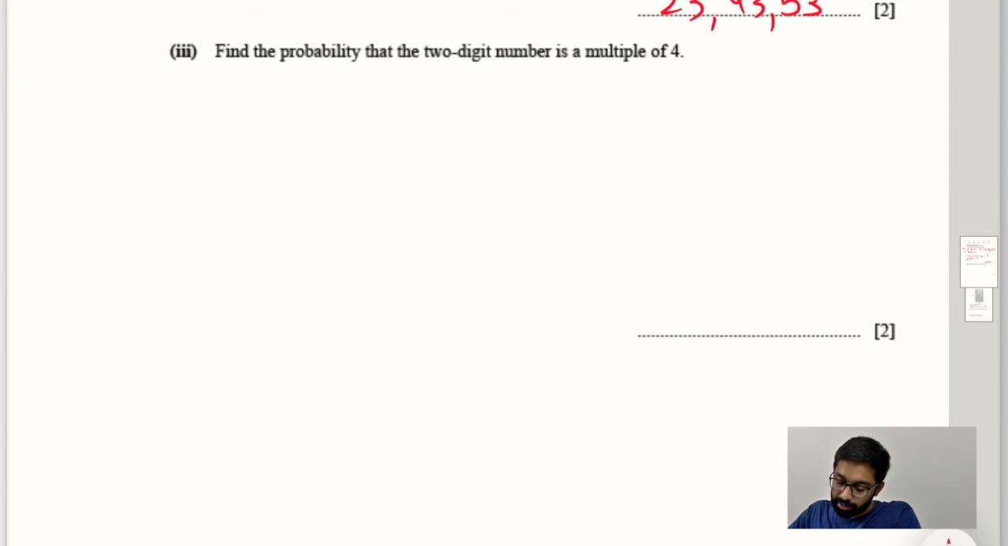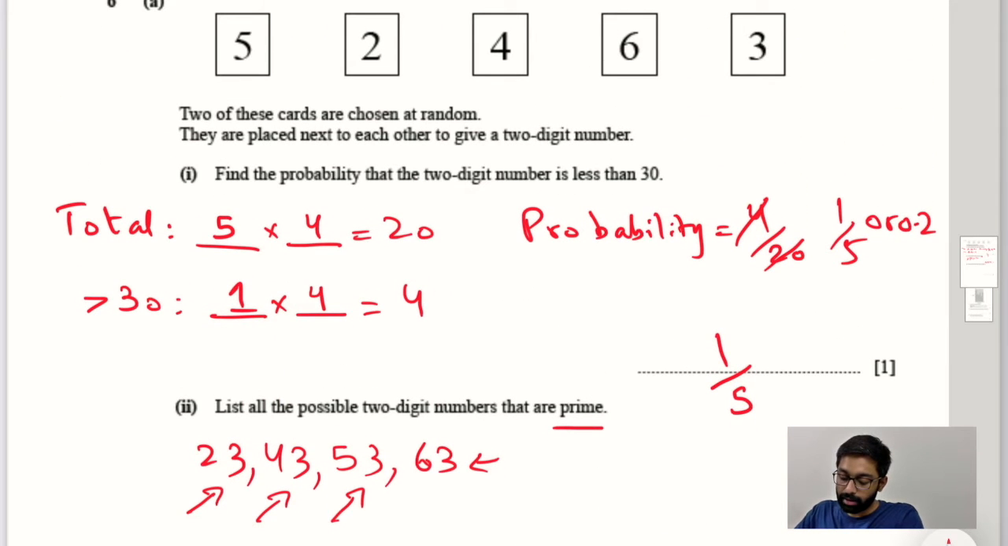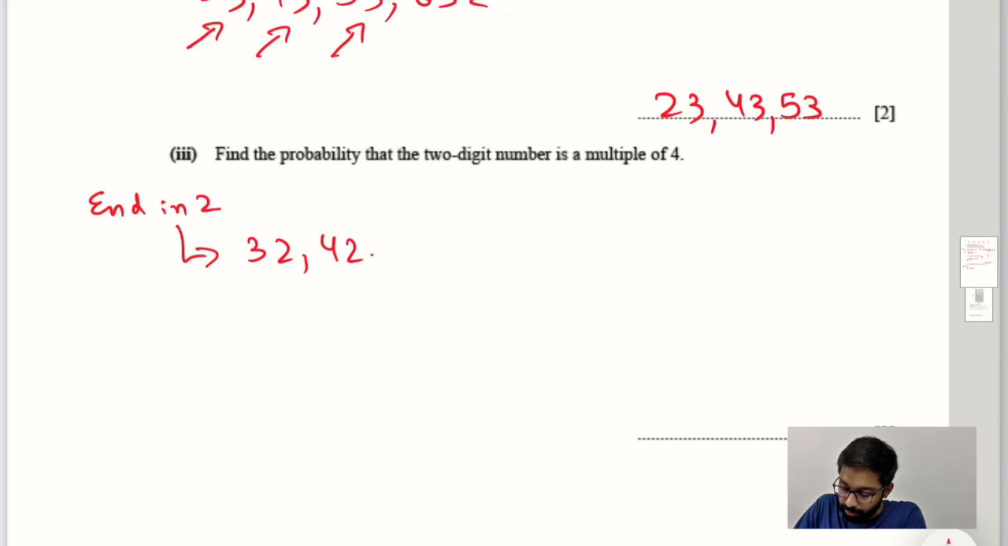Find the probability that the 2-digit number is a multiple of 4. Now a multiple of 4 cannot end in a 3 or a 5. So we have 2, 4 and 6 that a 2-digit number can end in, in order for it to be a multiple of 4. Let's first write down the numbers that end in 2. The first is 32, the next one is 42, the next one is 52 and the last one is 62.